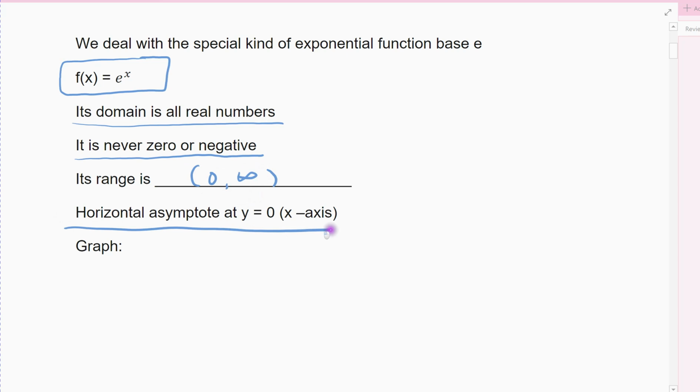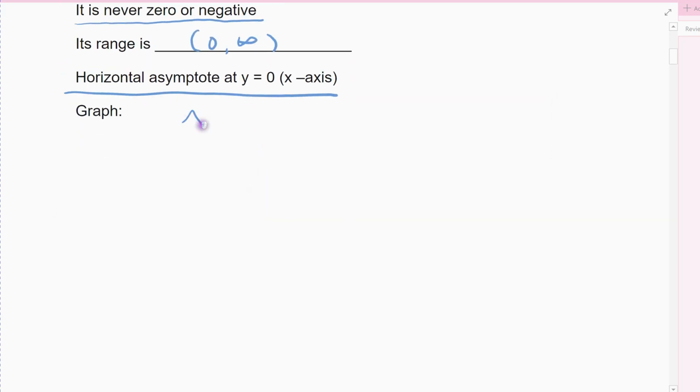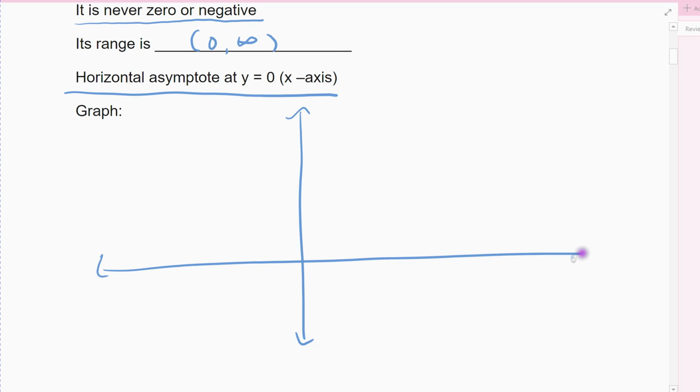It does have an asymptote. The x-axis, the line y equals 0. If you graph this function on your calculator, it only lands in the first and second quadrant. All right, it's always above the x-axis, the line y equals 0, which is its asymptote. It goes through the point (0, 1). If I plug 0 in, e to the 0 is 1. Anything to the 0 power is 1.